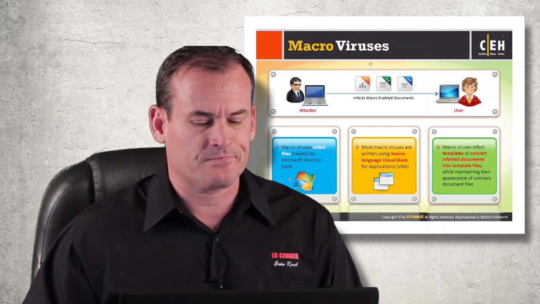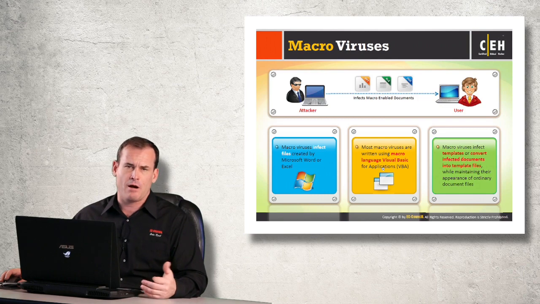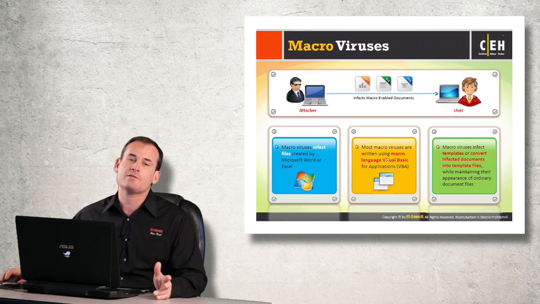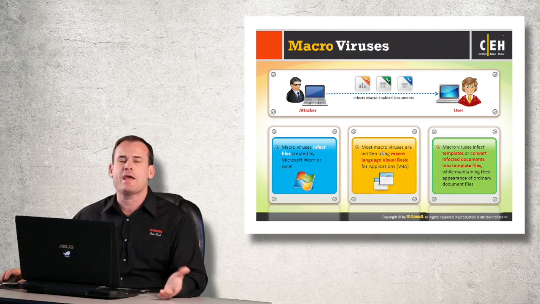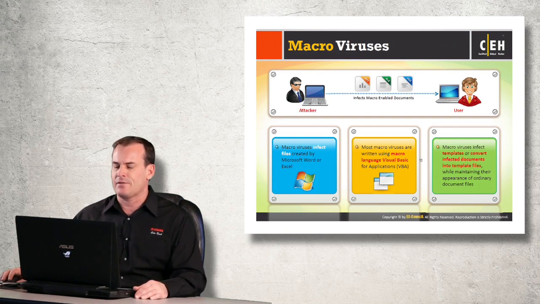Macro viruses infect macro functions of Word documents, Excel spreadsheets, and PowerPoints, as a few examples. They're written in a macro language for Visual Basic for Applications, and it is a malicious portion of code inside of a template that converts infected documents into template files and maintains their appearance of ordinary document files.